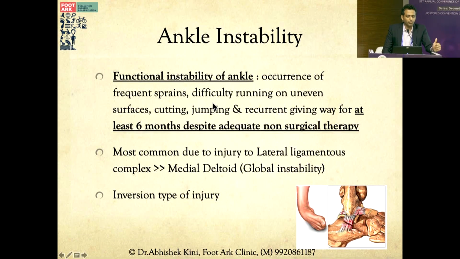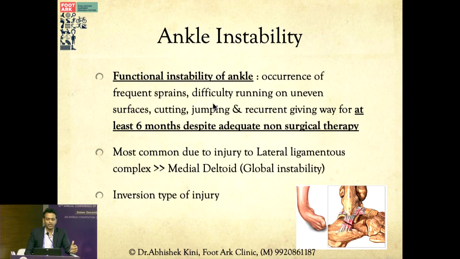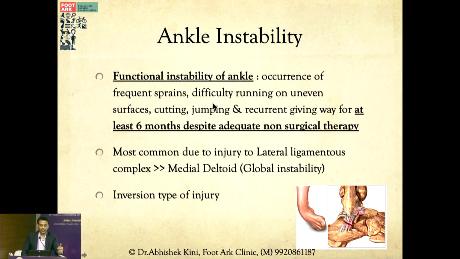So we take, I think, 3 or 4 questions only because it's a very hot topic. I think Utkarsha has covered well the lateral ligaments. What is functional instability of the ankle? It's occurrence of frequent sprains, difficulty in doing activities that they are expected to do, like running on uneven surfaces, cutting, jumping activities, and recurrent giving way at the end of at least 6 months despite adequate non-surgical therapy. This statement applies to mere mortals like us who are office goers, just cross the road, sit in the car and come to clinics. Otherwise, in an athlete, it's a different animal that we treat.